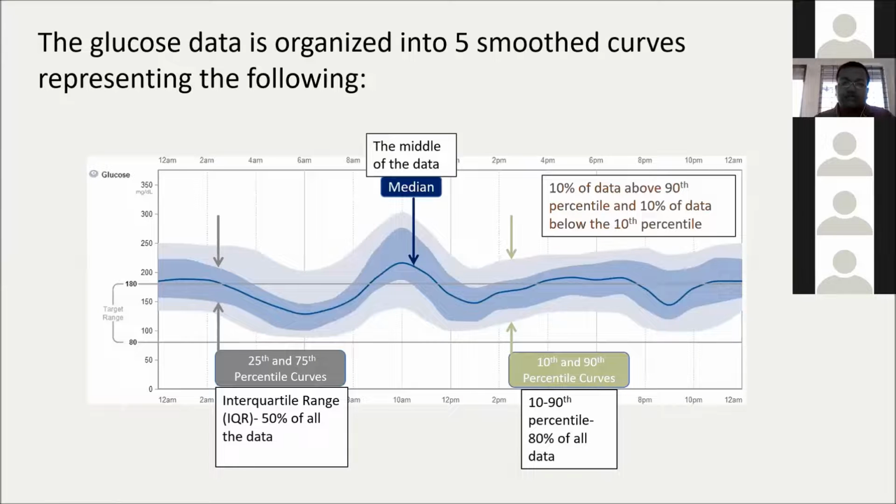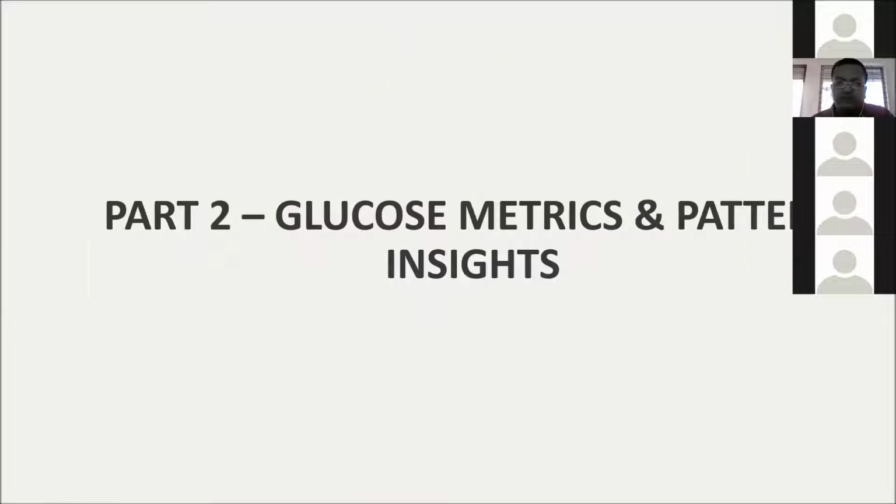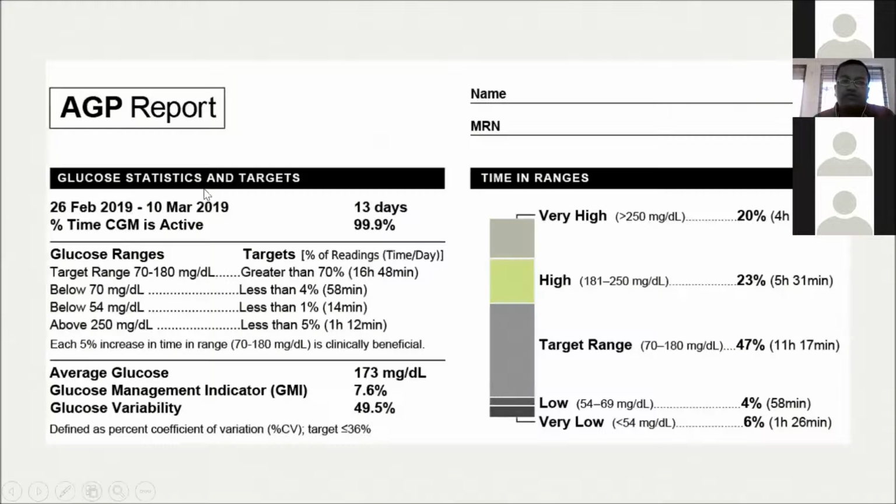Once we have an idea about this, we also can see the other data which is given by the machine. Over here, you can see that the glucose statistics and the targets are given. The date on which it was measured, the percentage of time CGM is active. Ideally, it should be 70% for a 14-day record and 100% for a 10-day record.